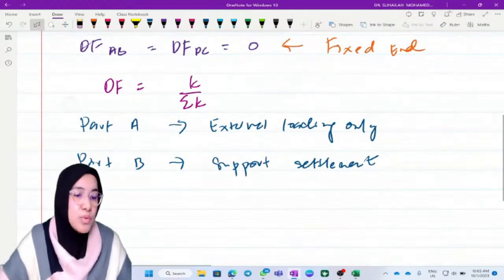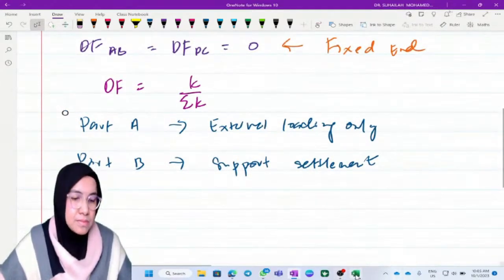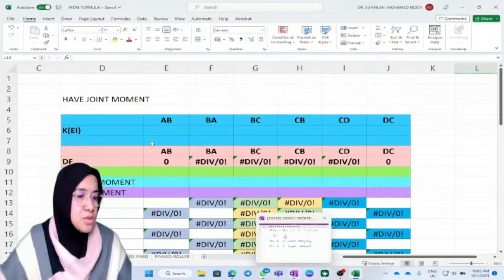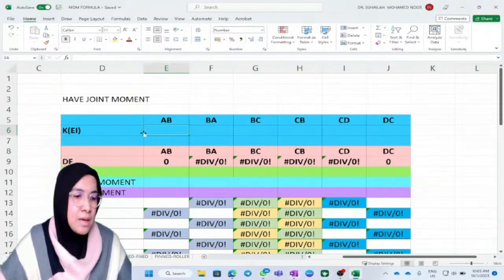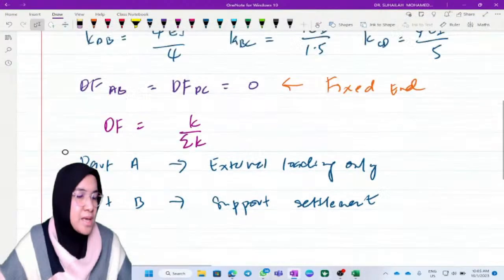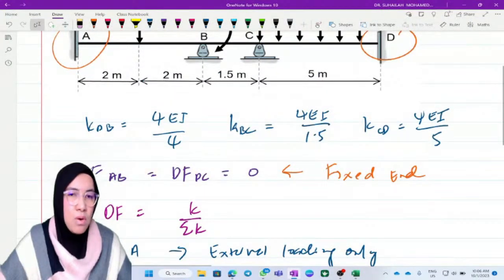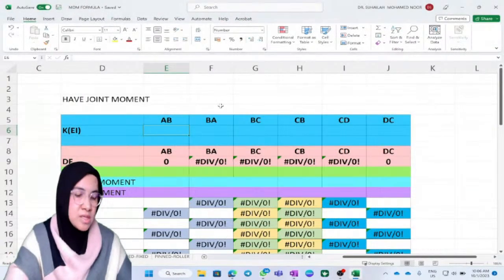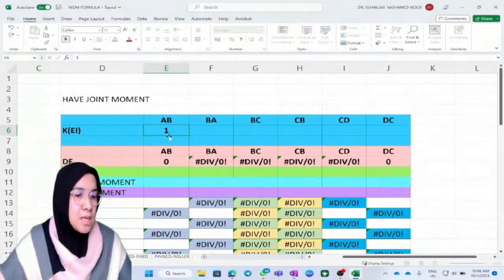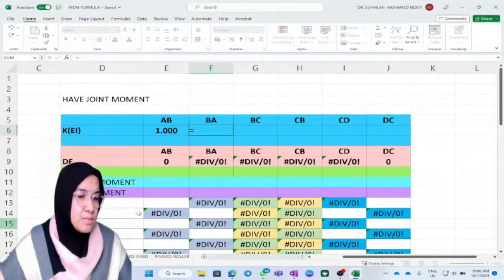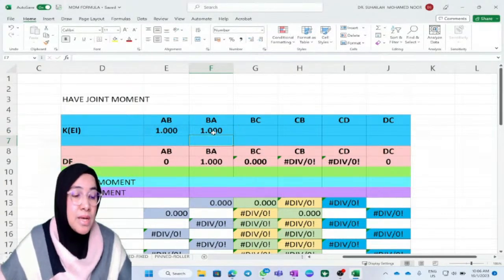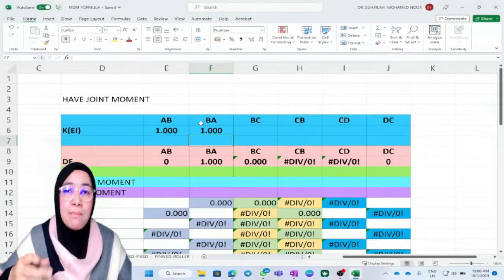Okay, so we will move to Excel. We want to calculate K. So back to this, K is 4EI over 4. KAB is 4EI over 4, so I will put here 4 divided by 4, which is equivalent to 1. The same goes to here. AB and BA are the same member, so we should get the same value for AB and BA, representing member AB.